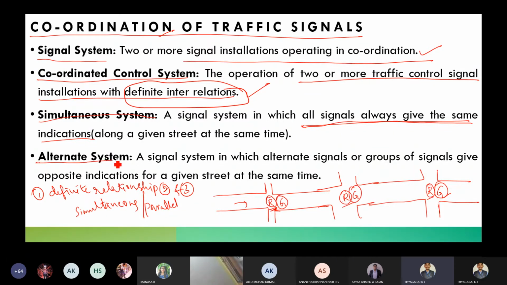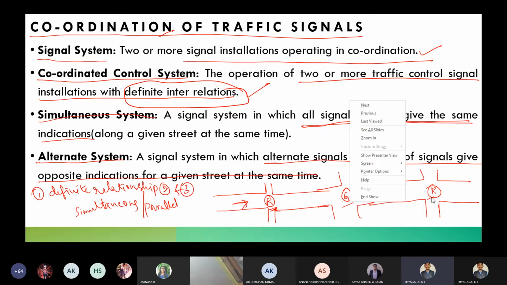Then comes the alternate system. As the name itself indicates, it is alternate. So whenever one is indicated as red, the next will be green and then red. So a signal system in which alternate signals or groups of signals give an opposite indication for the given street at the same time. If you consider this road, your movement will be there. It will be indicated as red, then green, then red. That is, opposite colors will be indicated. And you can observe here alternate red and green. So if one is green, the next indicates red and the next green. Okay, this is the alternate system.